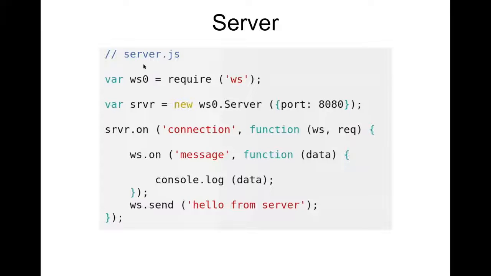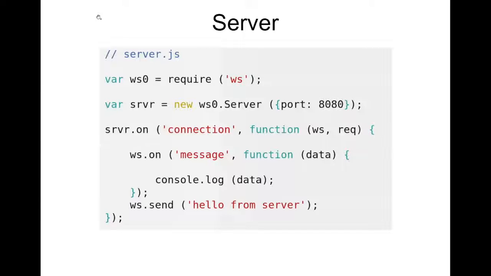The code for the server, and this is the entirety of it: we require WS, and then we invoke the server function of the WS object, and pick our favorite port, whatever we want to use, and that's what we're going to listen on. And then we define callbacks for these events, a connection event, and then for a connection that stays open, any message that comes across. And for a simple little example, all we're going to do is report that to console.log. And then once the connection opens, we're going to say hello from the server.